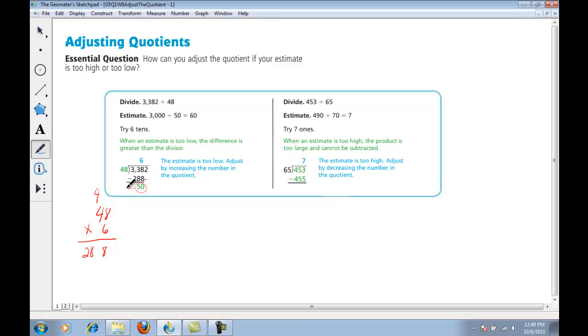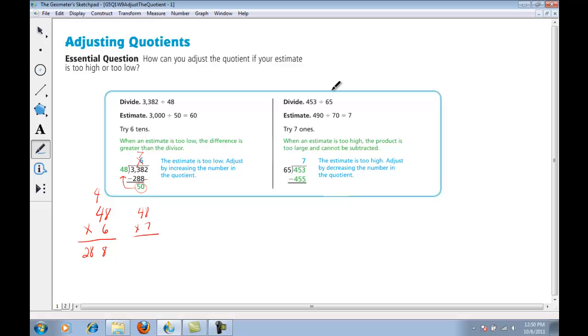Well, that's enough to put another one in each group. So our estimate was too low. So we're going to adjust this quotient by changing this to 7. And then we would multiply 48 times 7 and then continue to solve the problem.